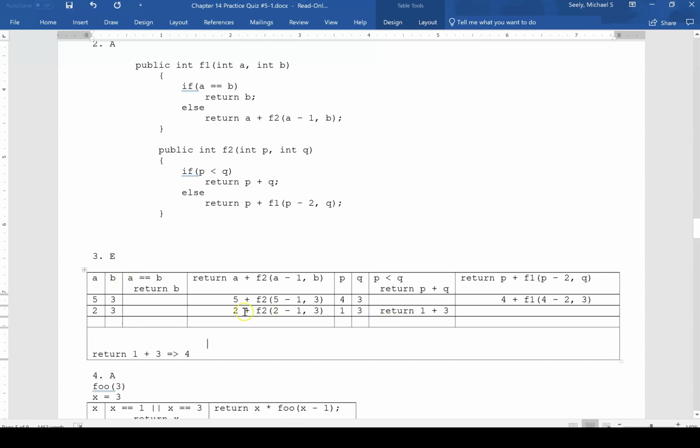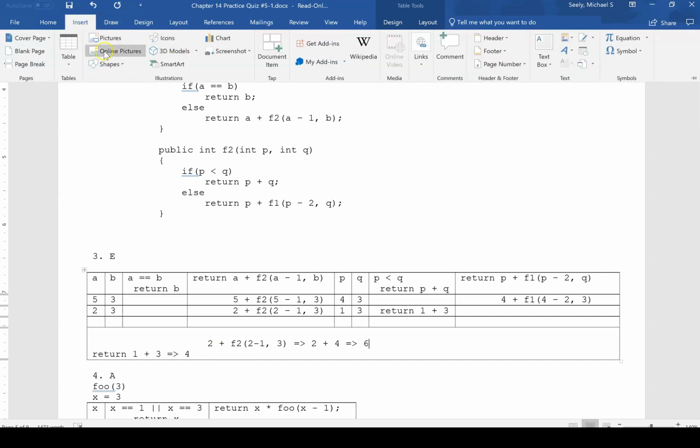So this return 4 would get passed into that. So then you'd have basically, if we're popping back up the stack, 2 plus F2, 2 minus 1, comma 3. And so that would be 2 plus our 4, which gives us 6.